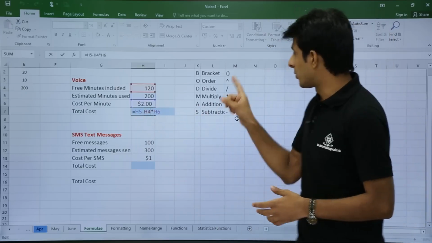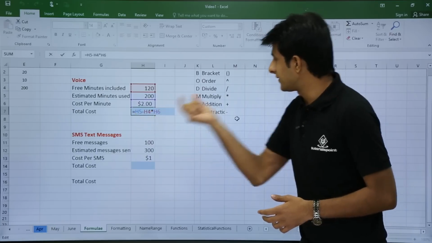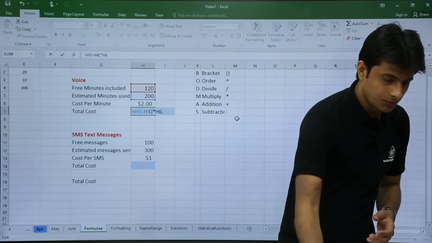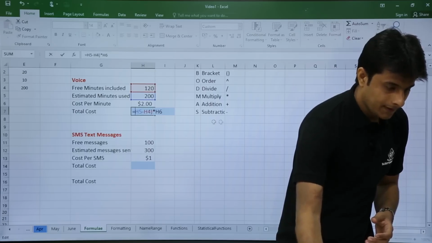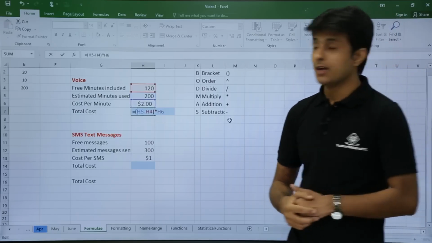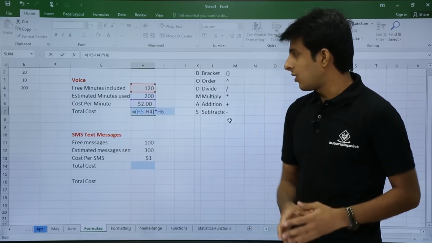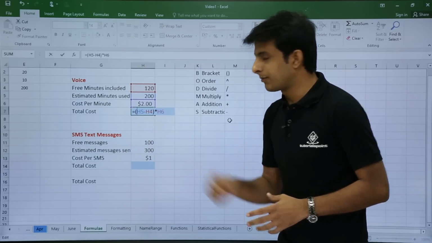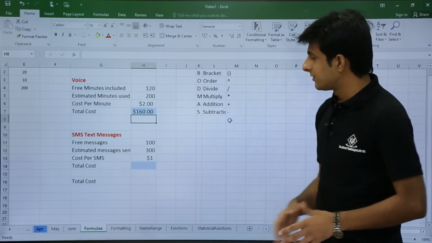So keep in mind, whenever you are using all these operators in one cell, the first preference is given to brackets, exponential, division, multiplication, and then addition, subtraction. So that is all about BODMAS. Now in this video we have seen how to add, subtract, divide, multiply. When you are using all these operators in one cell, this is the way you can remember, that is BODMAS. Alright.